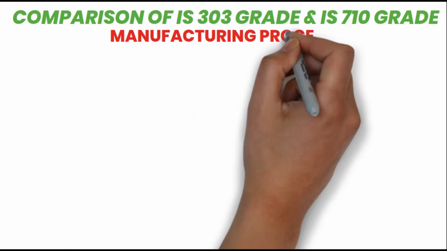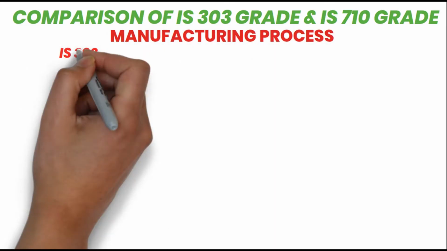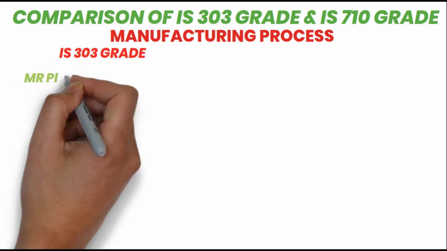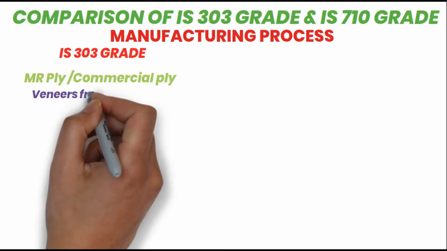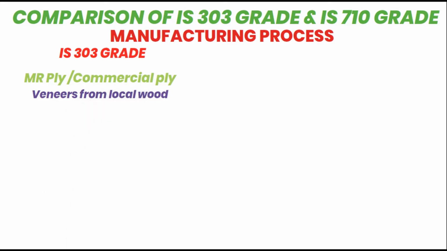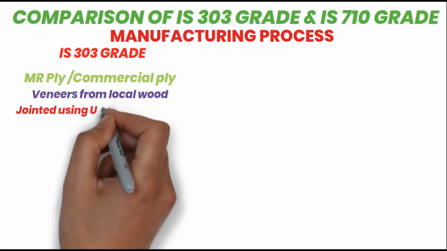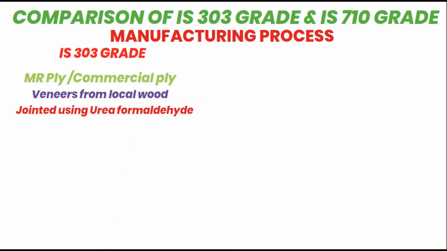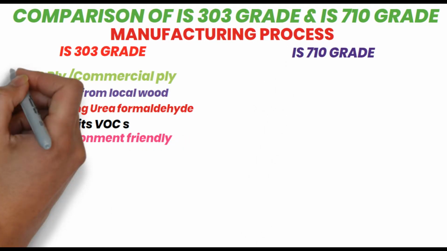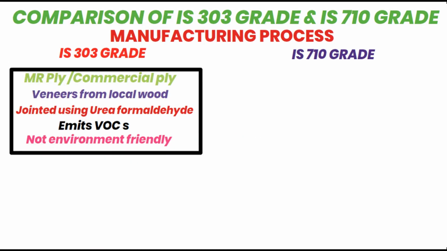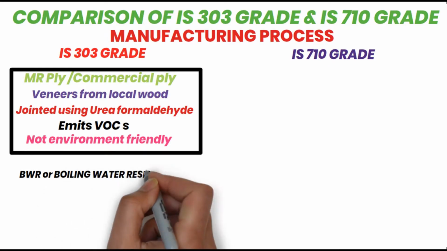First we will discuss the manufacturing process and the differences in both these grades. IS 303 grade, the first type of plywood is MR ply or moisture resistant ply, also called commercial ply. In this type of ply, the veneers are obtained from local wood. They are joined using urea formaldehyde, and the problem with urea formaldehyde is that it emits VOCs, that is volatile organic compounds, and it is not environmentally friendly.